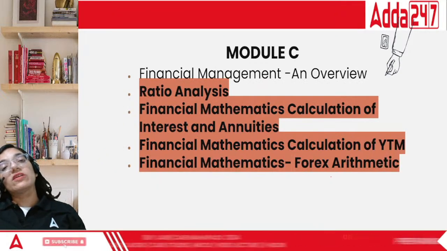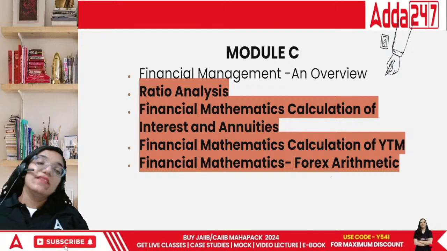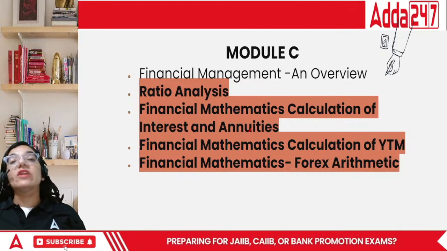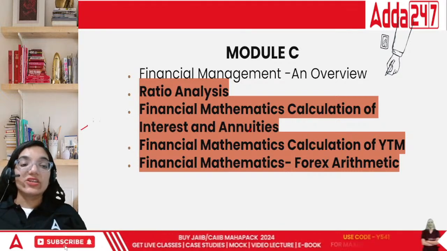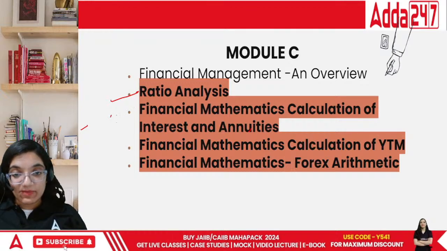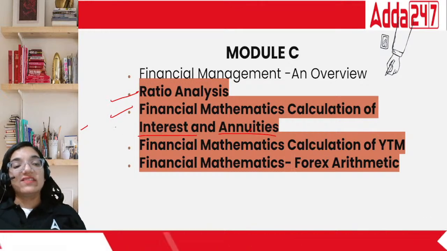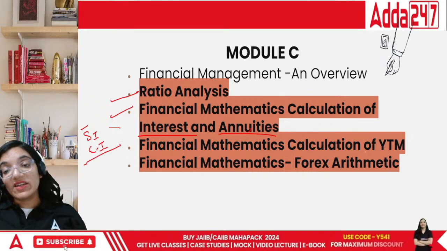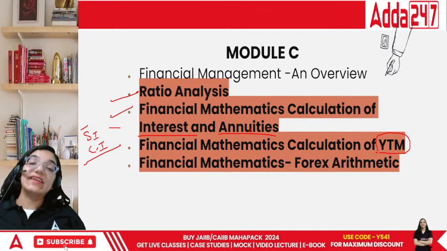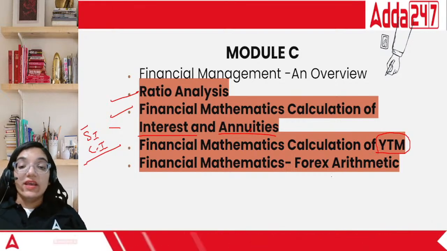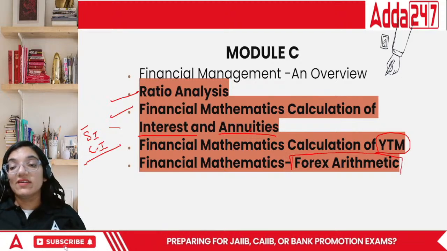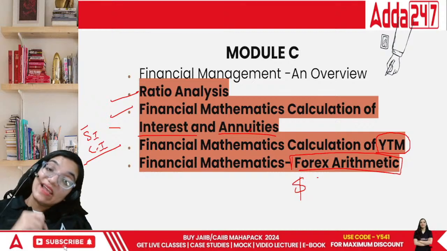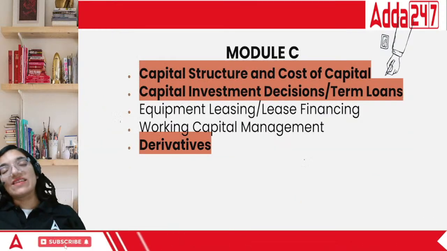One of the most important modules is module C. This particular module always comes for maximum number of marks because this has maximum number of numerical areas. That includes ratio analysis, financial mathematics in terms of interest and annuities. This has got SI CI, everyone. Simple interest, compound interest. Then you understand the bond valuation in terms of YTM, yield to maturity. And then you study Forex. Forex, meaning you'll learn about dollars, yen, all those areas. We have studied it in IE and FS. So these things are slightly connected.